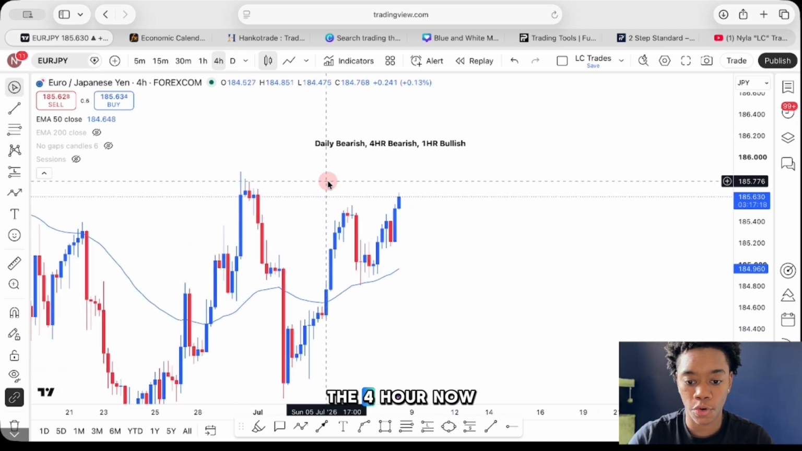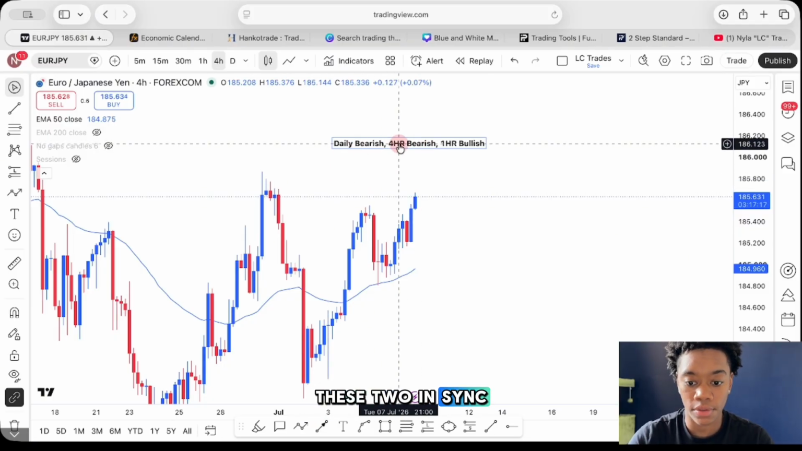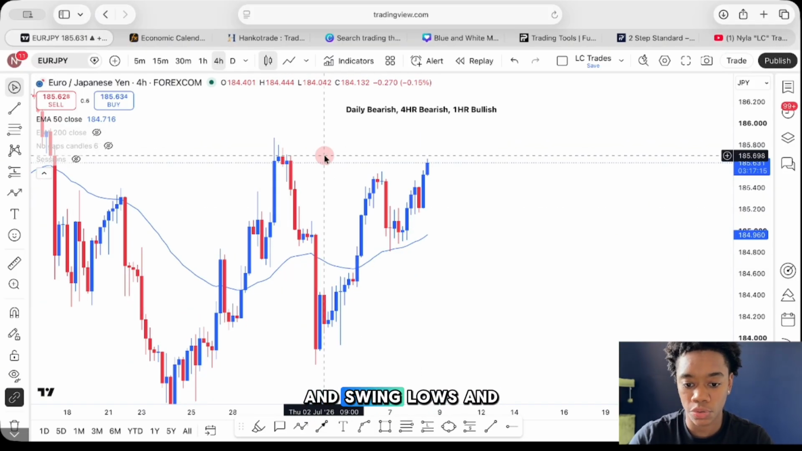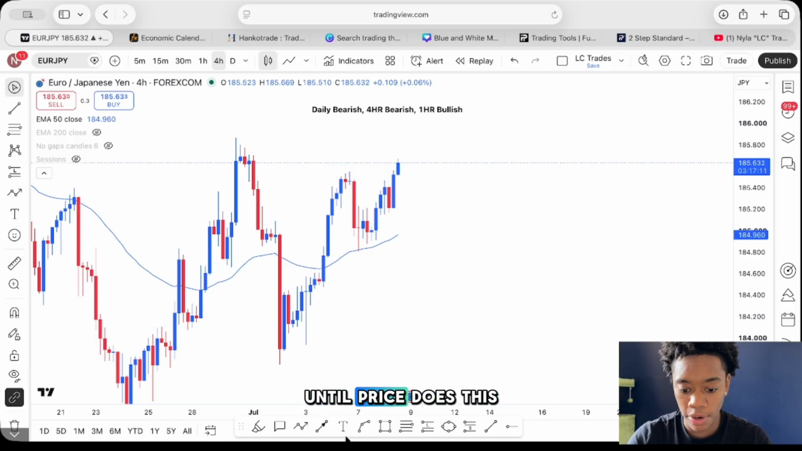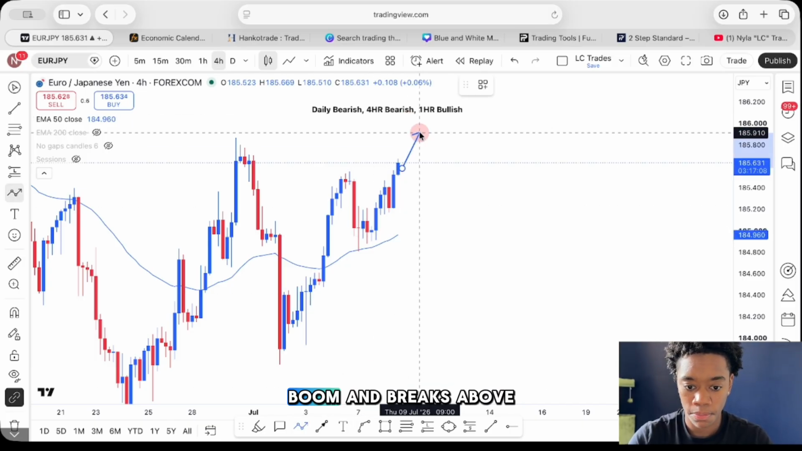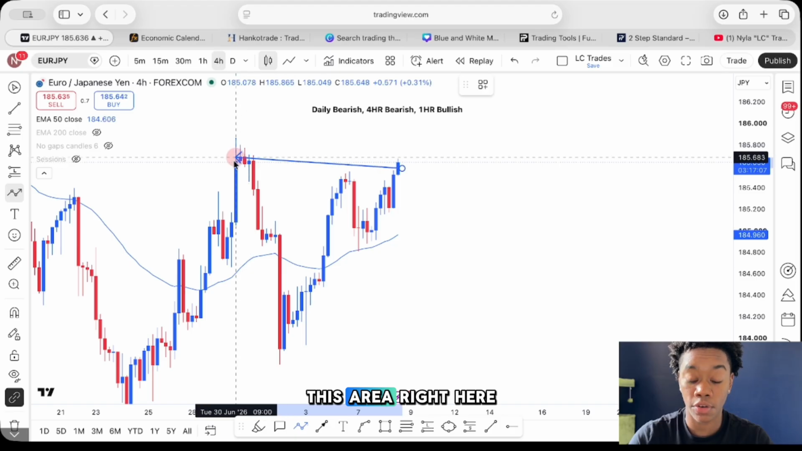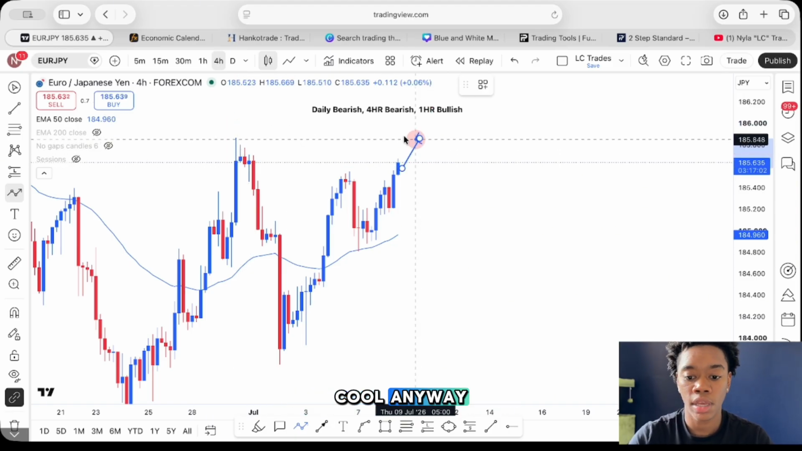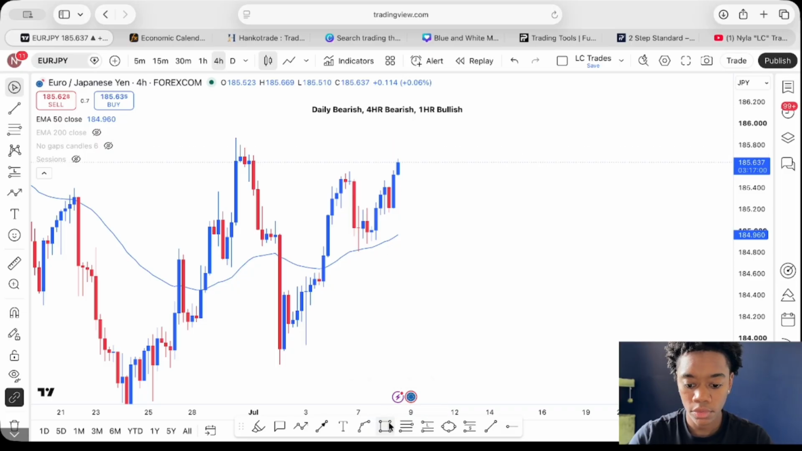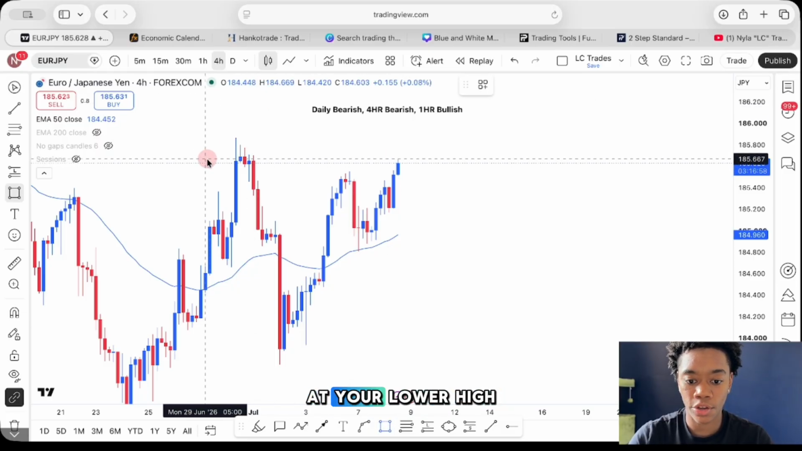So you go to the 4 hour now. Now that we have these two in sync, we're going to look for our swing highs and swing lows, and we're going to be looking for sells, majority sells, until price does this. Boom. And breaks above this area right here. Then 4 hour is bullish. Cool. Anyway, I'm going to draw your box at your lower high area.